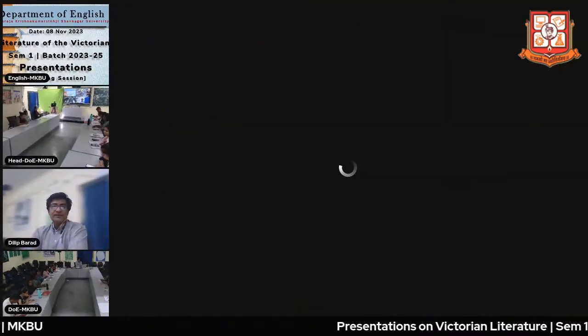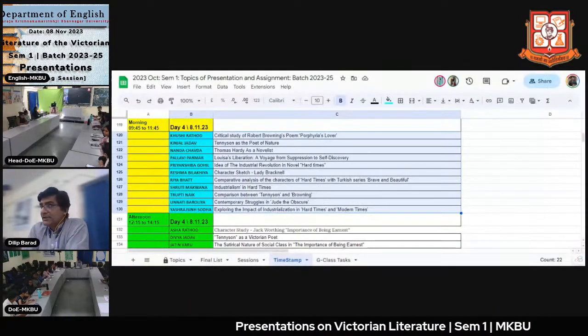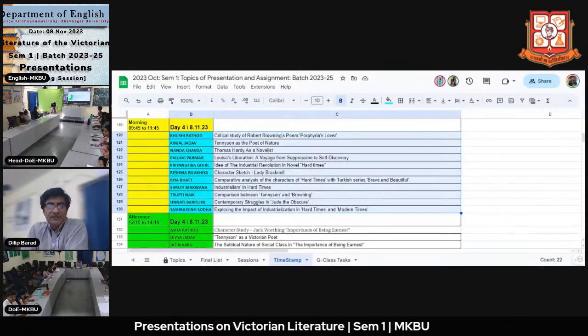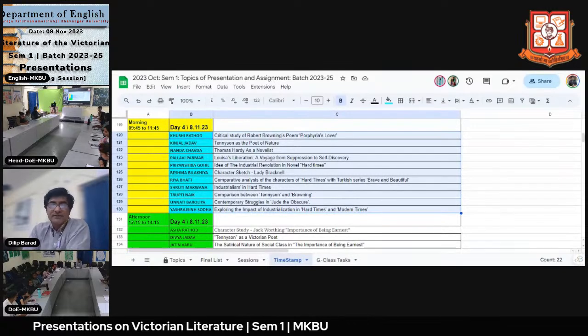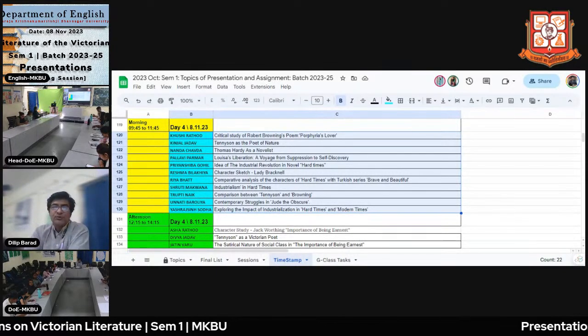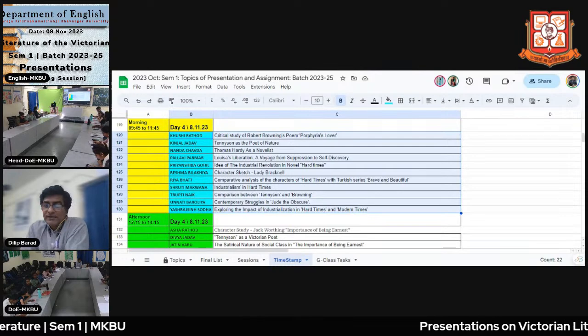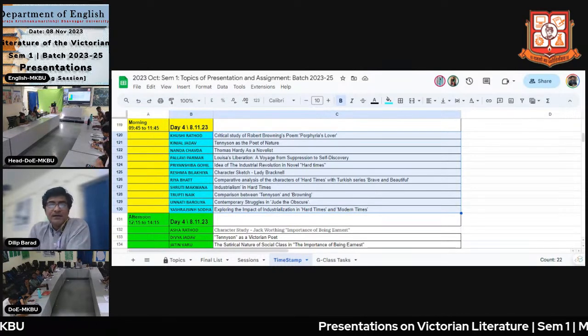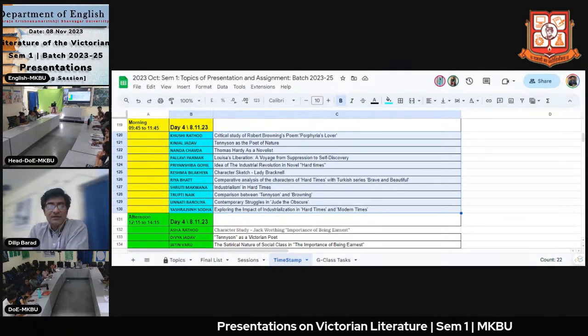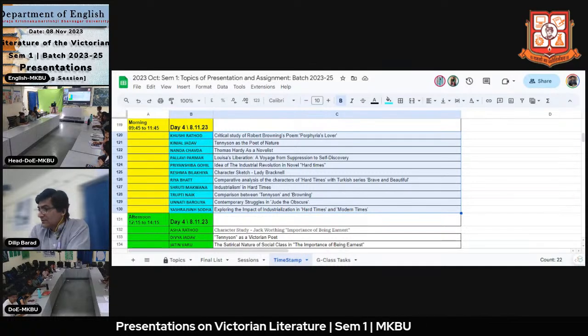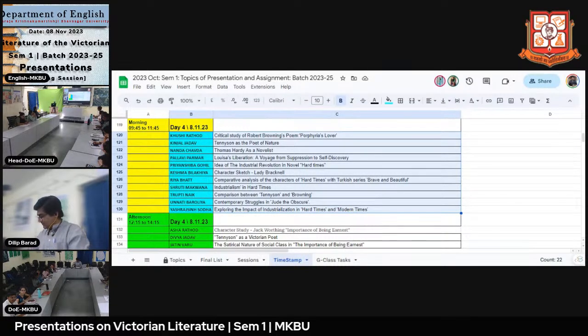So today's first presentation is by Khushi Rathod, and she will make it on 'Critical Study of Robert Browning's Poem Porphyria's Lover'. In 'Critical Study', S should be capital. Keywords should be capital, as we have reminded you, in the title.